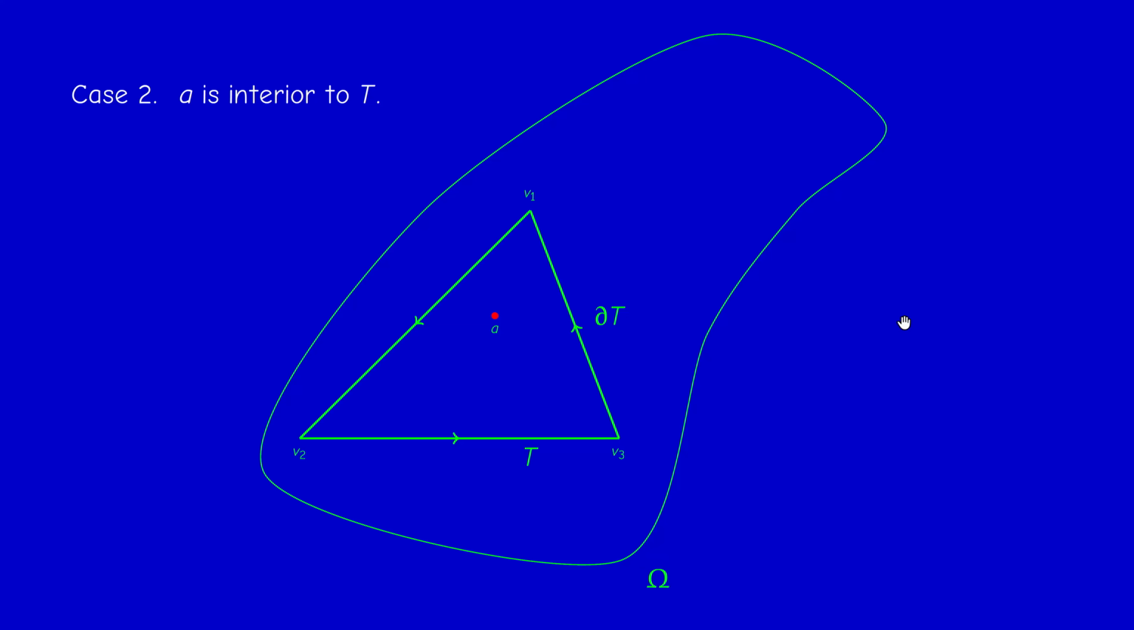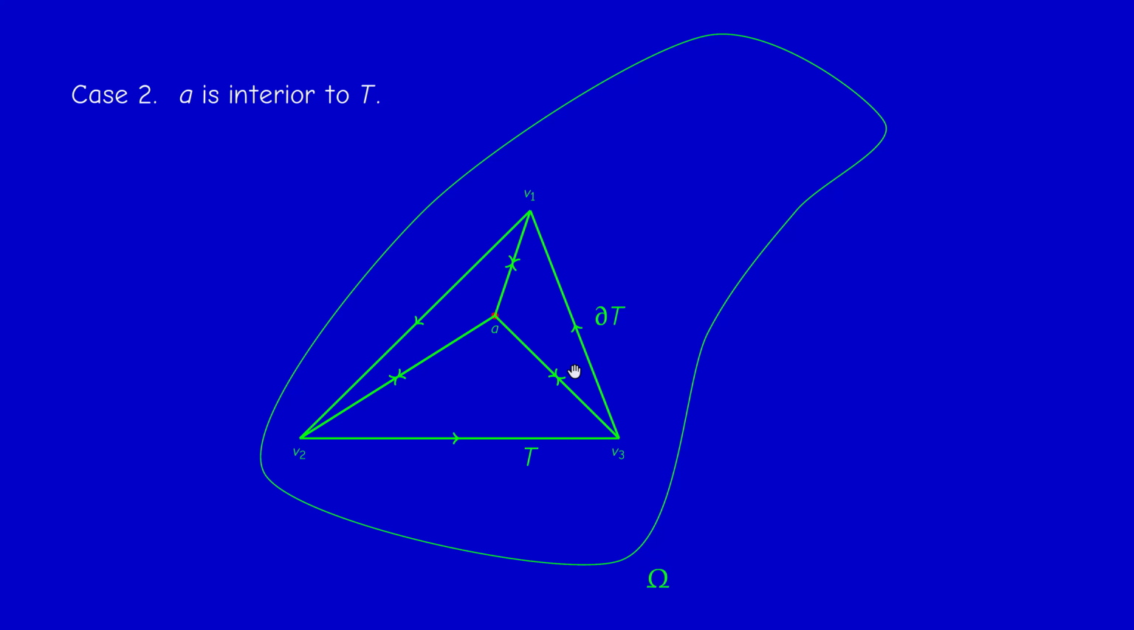Case 2, A is interior to T. So I do a similar construction. I join A to the other vertices so that I get 3 triangles now: V2 A V1, V2 V3 A, and A V3 V1. Okay, so once again these sides are traveled twice, so the integrals cancel, and therefore the integral over the boundary of this triangle is the sum over the boundaries of these 3 triangles.